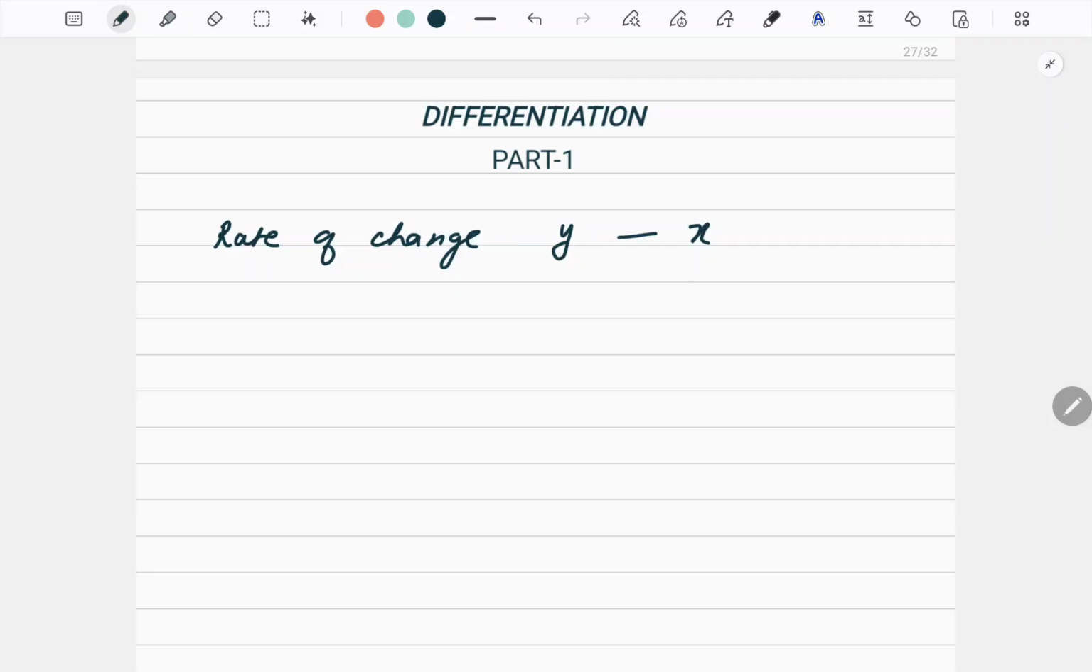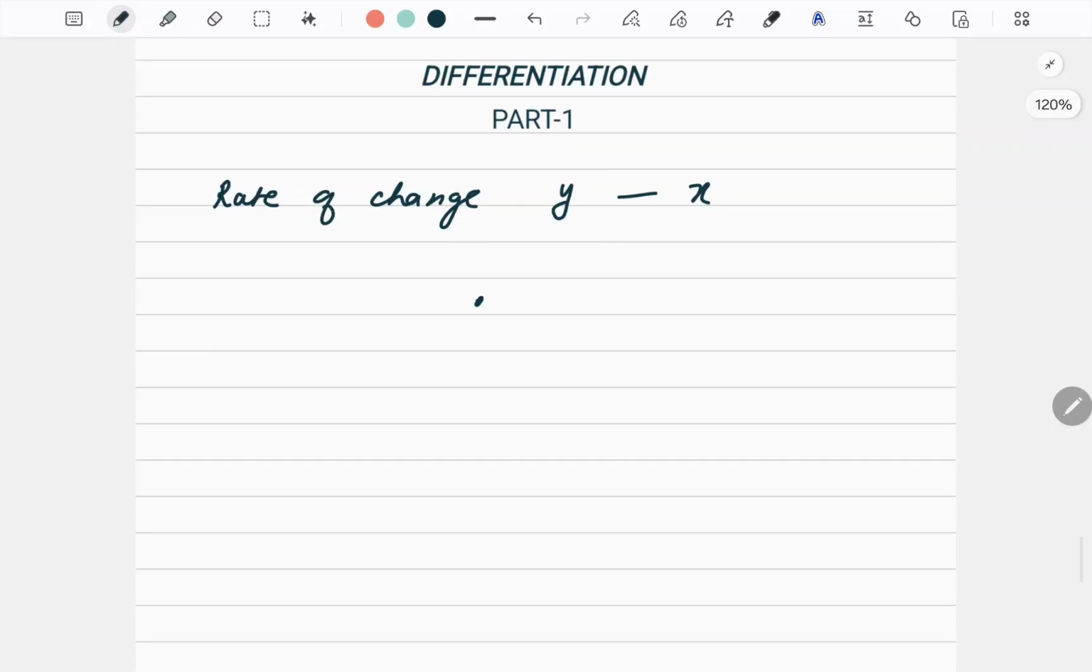The second thing, I need two points to compare. Suppose at one point I have the value of y as y1 and the value of x as x1. At the other point I have the value of y as y2 and the value of x as x2. So the rate of change of y with respect to x is given by (y2 minus y1) upon (x2 minus x1). So to talk about the rate of change, I should have two variables and also two points.